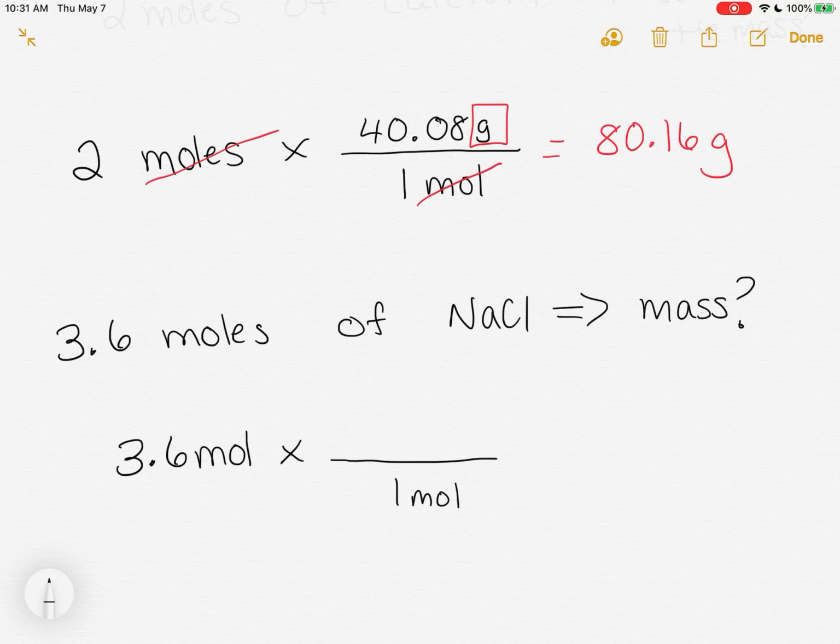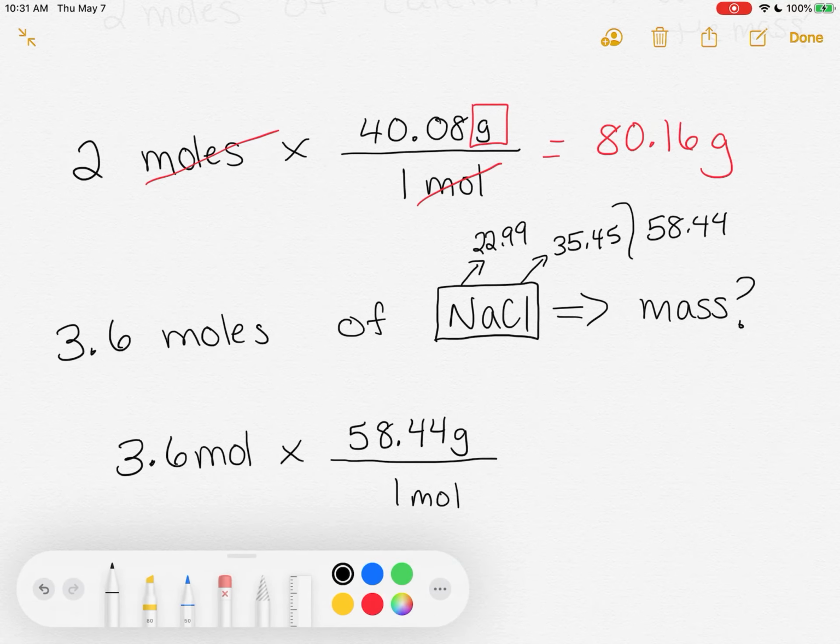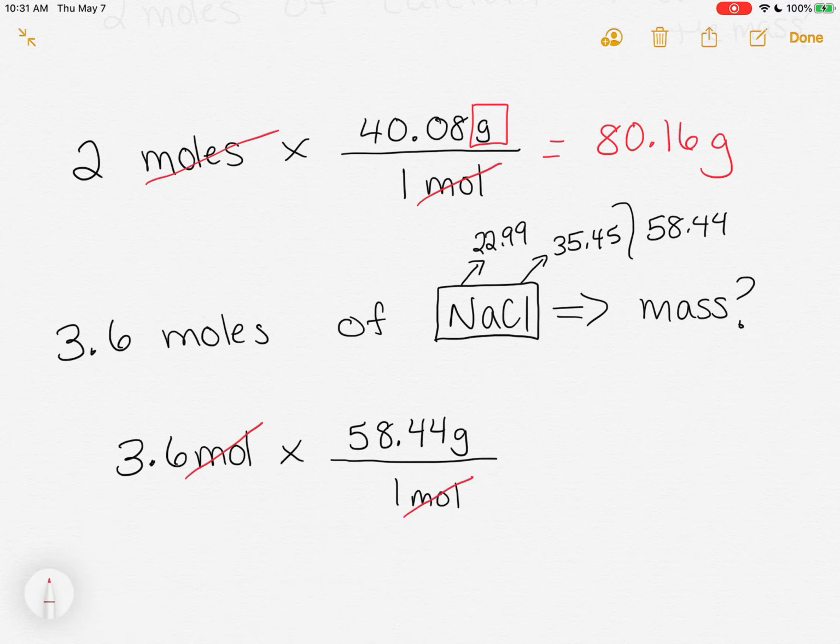I know I'm going to put the 1 mole on the bottom, but I need that molar mass for sodium chloride, and I can't just read that from the periodic table because there's 1 sodium atom and 1 chlorine. So sodium is 22.99, chlorine is 35.45, and so the total is 58.44. So that's my molar mass. And so that's the grams that's going to go on the top here.